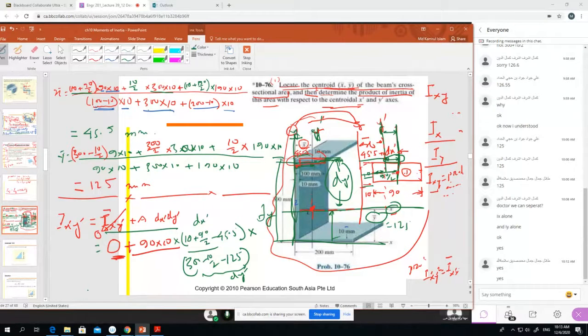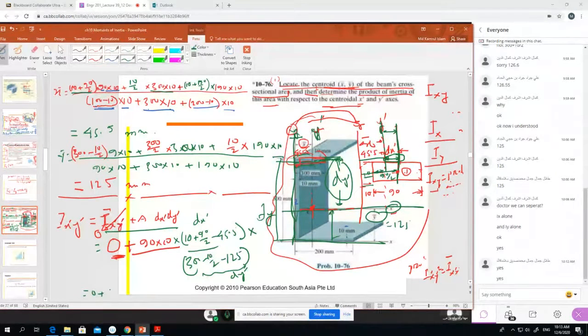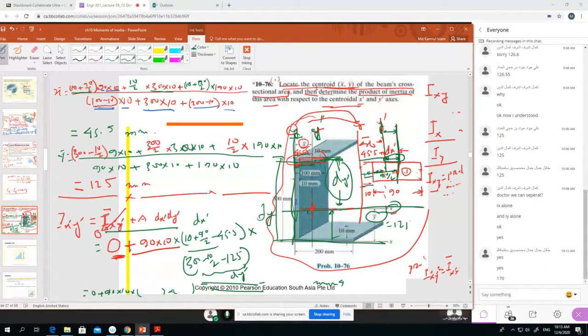If it is clear, then calculate: equal to 0 plus 90 into 10 into how much here, and this one into this one, and tell me the result. The answer will be in millimeter to the power 4. Yes, please do the calculation and tell me. 170, how 170?